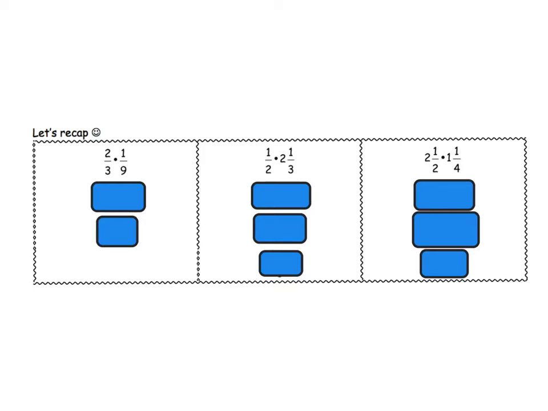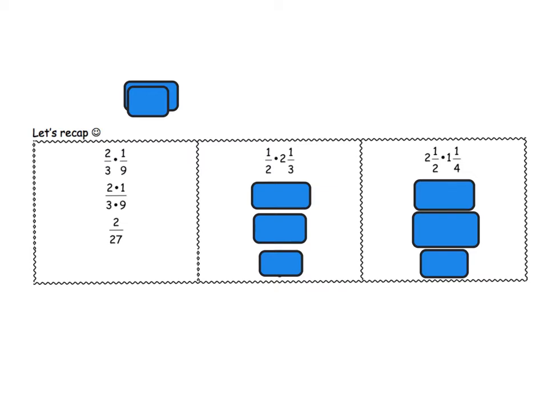So we are given 2/3 times 1/9. First, we multiply the numerators, and then we multiply the denominators. Keeping all of them in their respective positions, we get 2 times 1 over 3 times 9, which gives us 2 over 27.